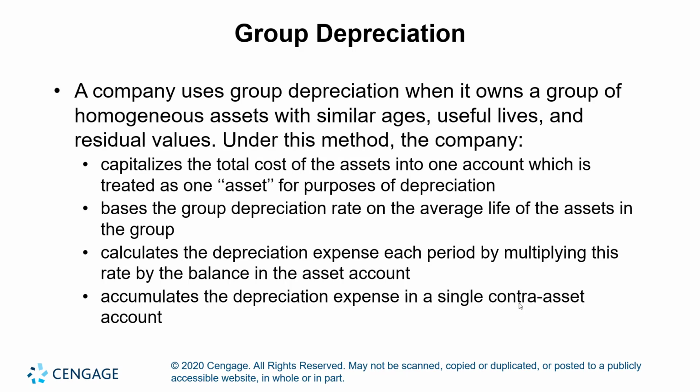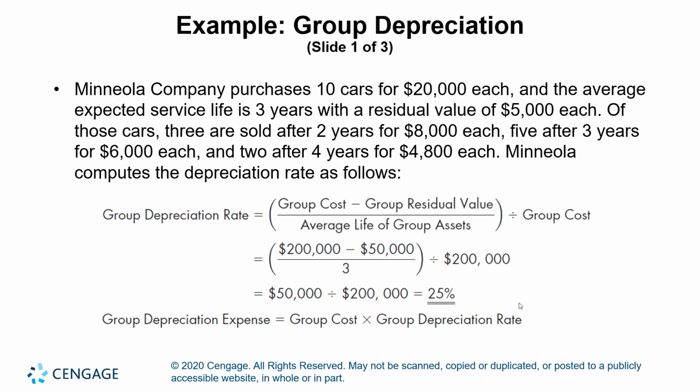Manola Company purchases 10 cars for $20,000 each, and the average expected service life is 3 years with a residual value of $5,000 each. Of those cars, 3 were sold after 2 years for $8,000 each, 5 after 3 years for $6,000 each, and 2 after 4 years for $4,800. What would be the group depreciation?